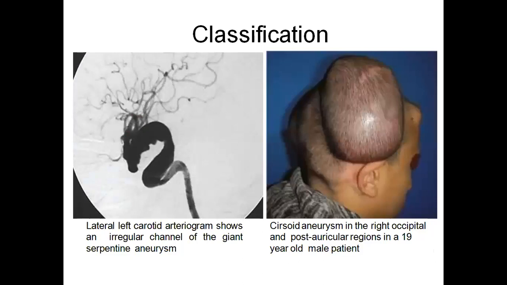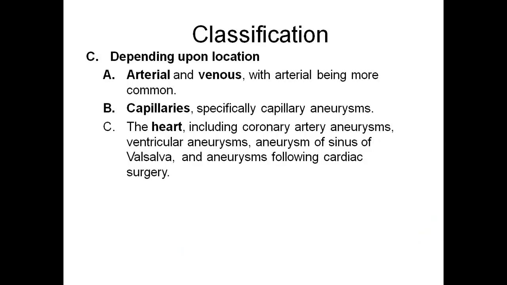Also, for the serpentine aneurysm, as it can be seen, a left carotid arteriogram shows irregular channels of a giant serpentine aneurysm, and a cirsoid aneurysm in the right occipital post-auricular region in a 19-year-old male patient is shown to you. Now, this classification is just based on the shape of the aneurysm.